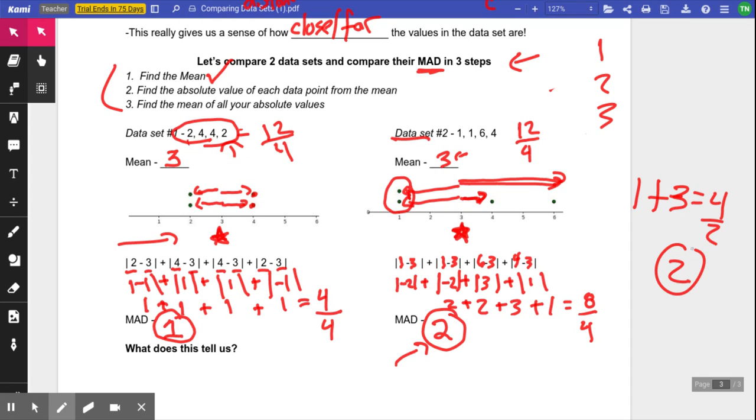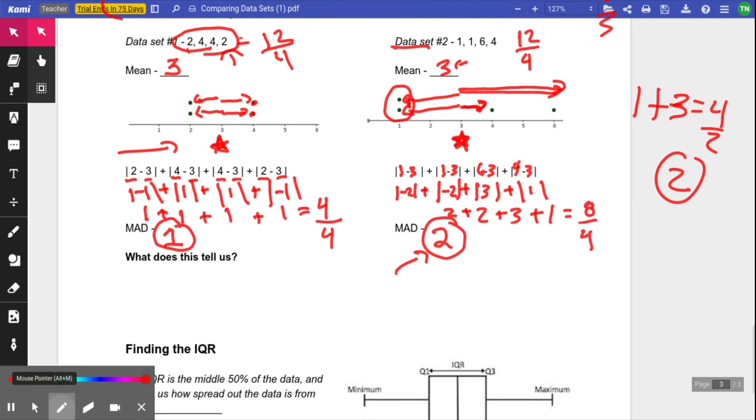Now, what does that tell us? In general, it tells us, right, that this number being larger for this data set means that that bigger number means the data is more spread out. On average, they're 2 spaces away, where on this first data set, they're 1 space away. Could I have seen that if I just looked, if I just used my eyes?